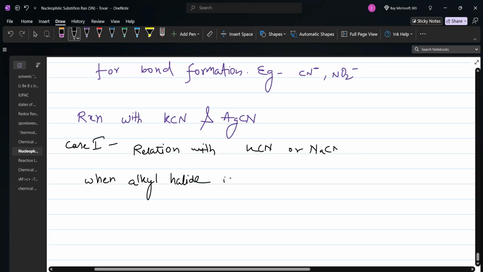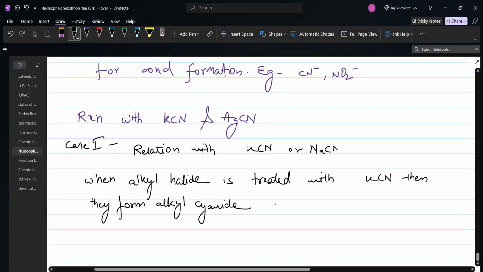When alkyl halide is treated with KCN, then they form alkyl cyanide, also known as alkyl nitrile, sorry. So let's see the reaction and just feel the mechanism here.